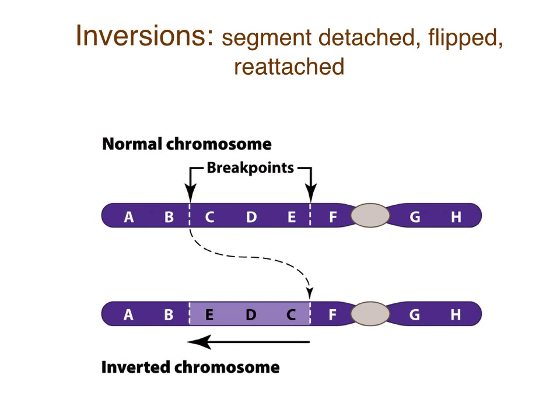Okay, inversions, and this is the one that we'll mostly talk about. We'll just define it here. Inversions are when segments detach, flip around, and then reattach. So here you have a normal chromosome, right? These letters are just representing your run-of-the-mill genes. Here you have gene A near the telomere, gene F down here by the centromere, gene G also down by the centromere, and then gene H again out towards the telomere.